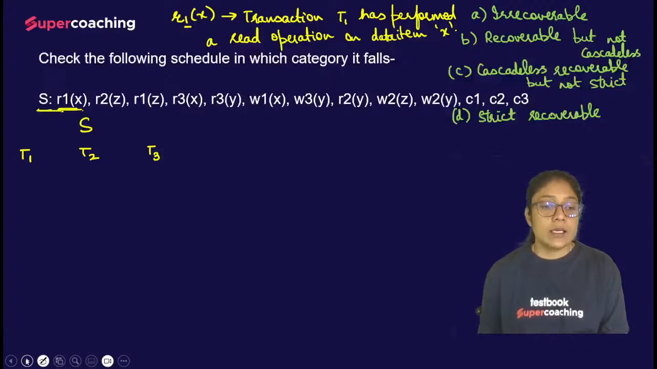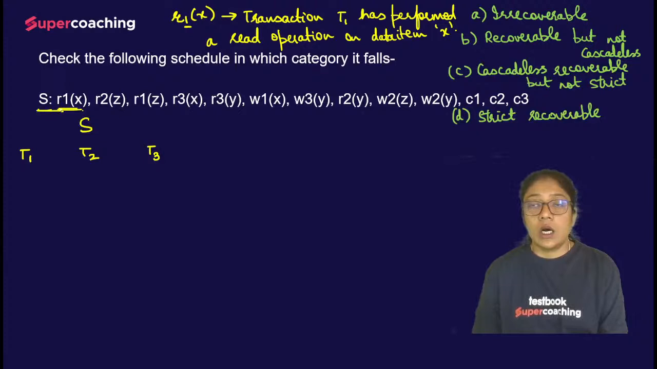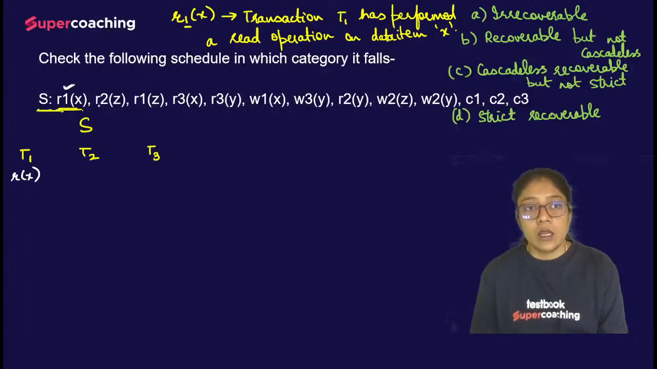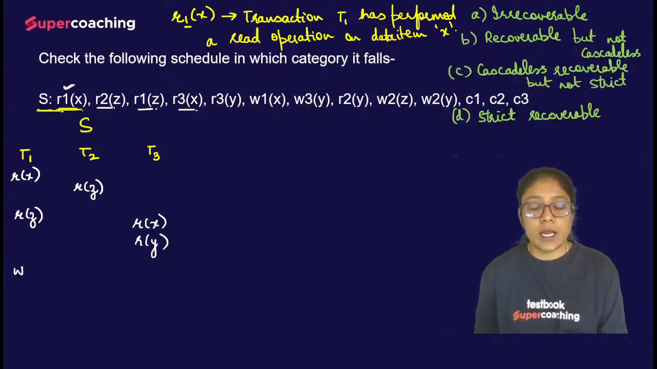Point number 1. Next, our first operation: transaction T1 is performing the read operation on data item X. Transaction T2 is performing the read operation on data item Z. Transaction T1 is performing the read operation on data item Z. Then transaction T3 is performing a read operation on data item X, a read operation on data item Y, then a write operation on data item X. T3 is performing the write operation on data item Y.